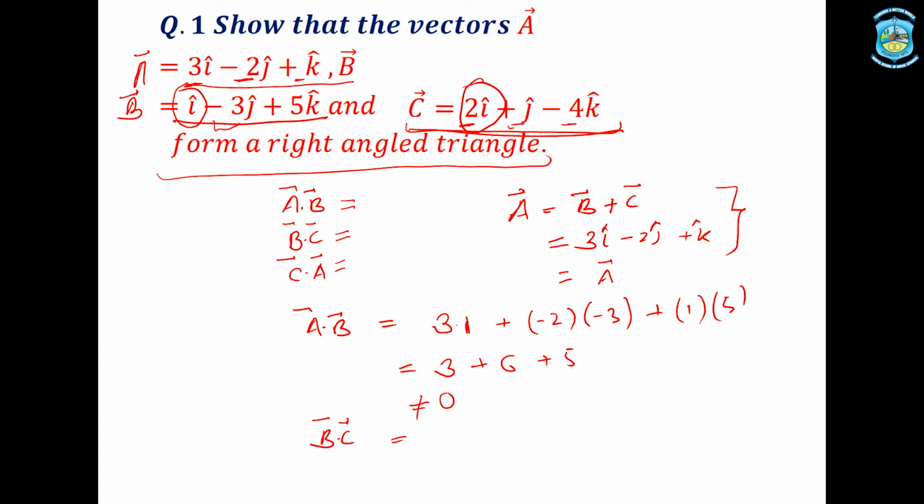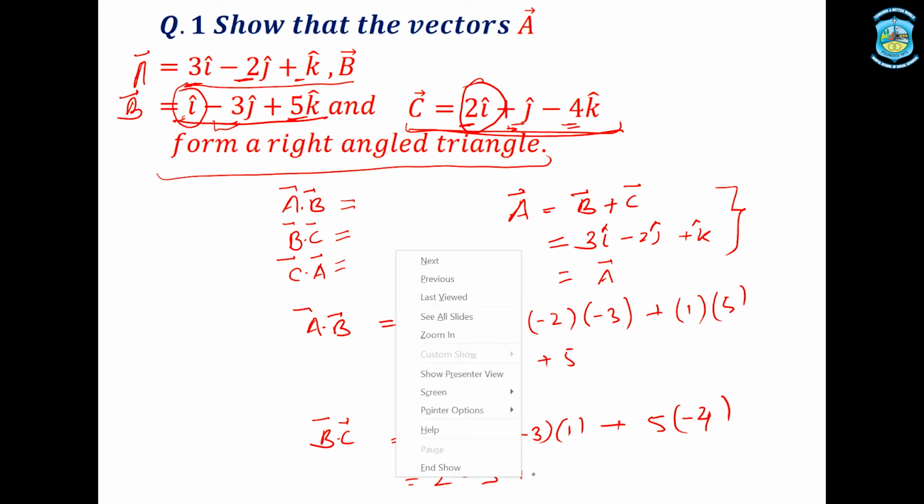Let's find out BxCx. It will be 1 into 2, that is 2, then plus ByCy. By is minus 3 and Cy is 1. So what we are getting here is minus 3 into 1, then plus this is Bz and this is Cz, that is 5 into minus 4. It will be like 2, then minus 3, then plus 1.